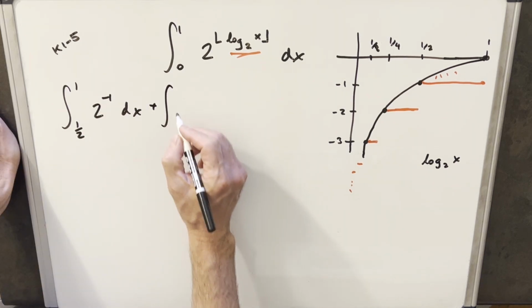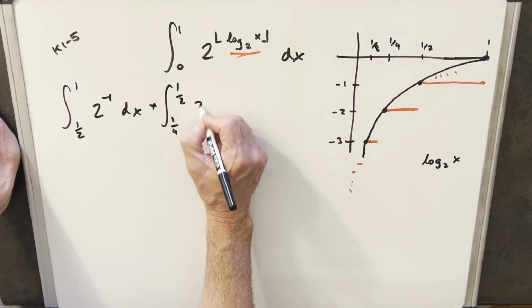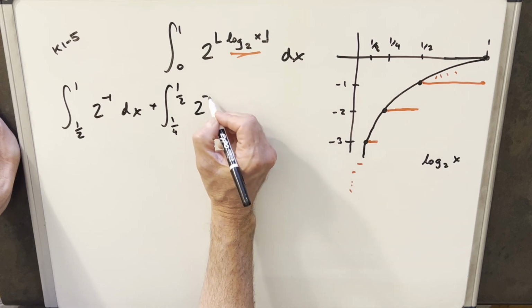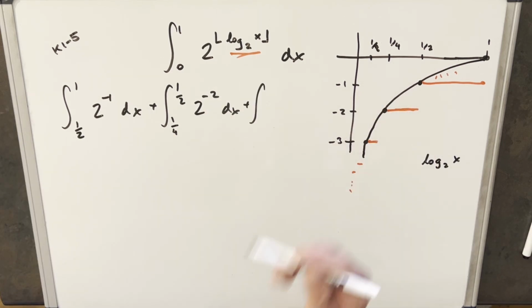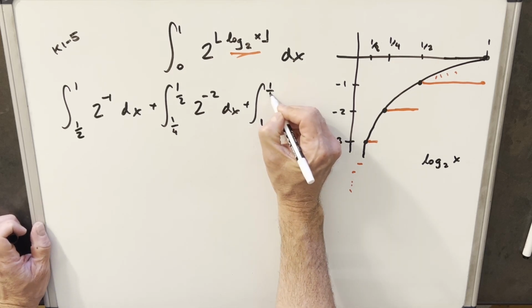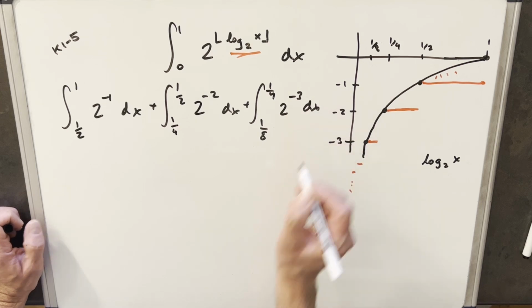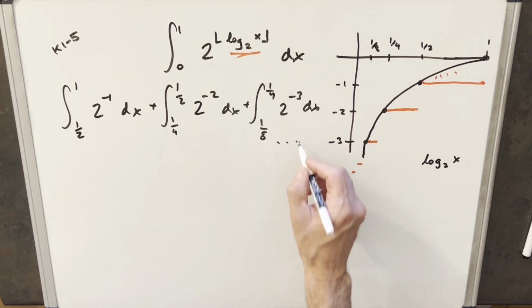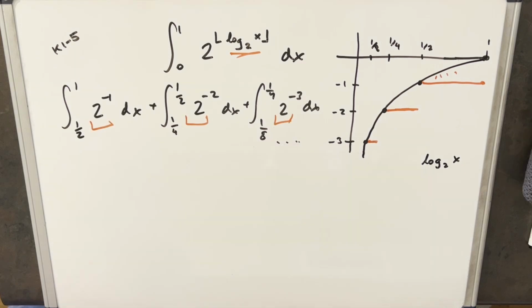And then we can do the same thing in this region from 1/4 to 1/2. Everything here is going to be -2, so we're integrating 2 to the -2. And then between 1/8 and a fourth, everything's going to be at -3, so we're integrating 2 to the -3 dx. And of course, this is going to go on forever. This is never going to get completely to 0. We're just going to get closer and closer to 0. So now I can basically just integrate this infinitely many times.